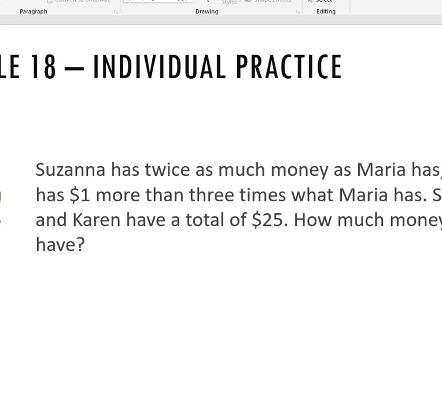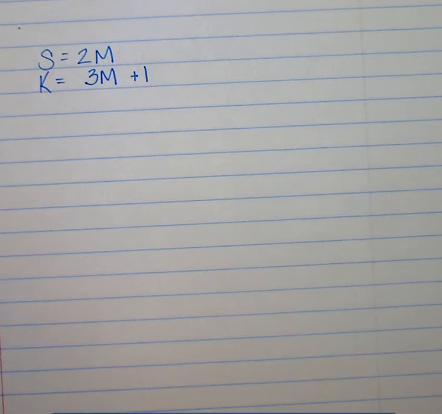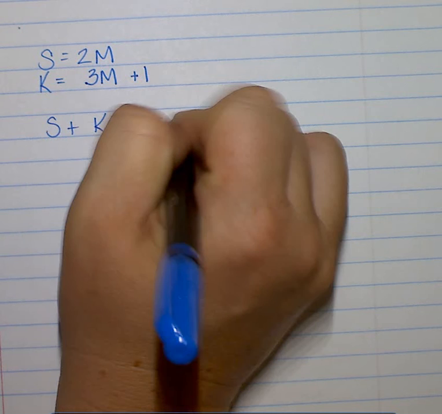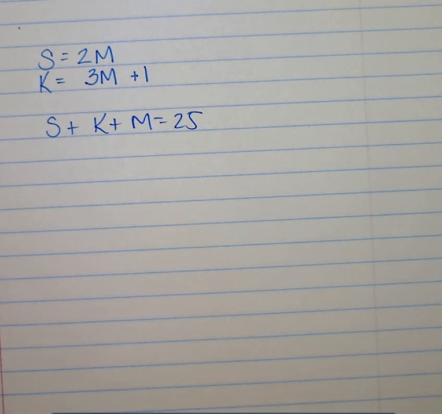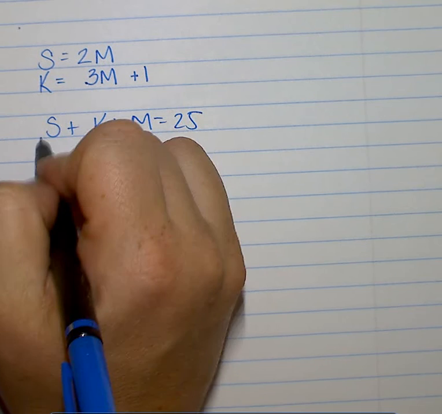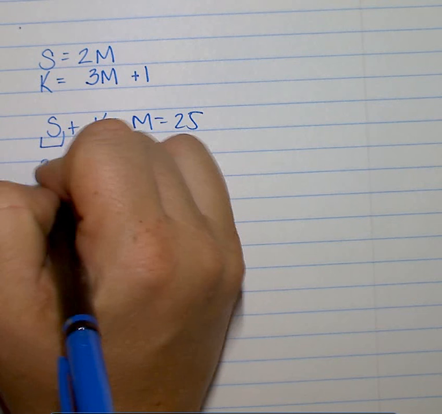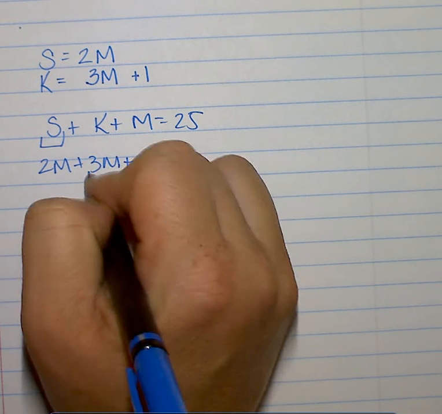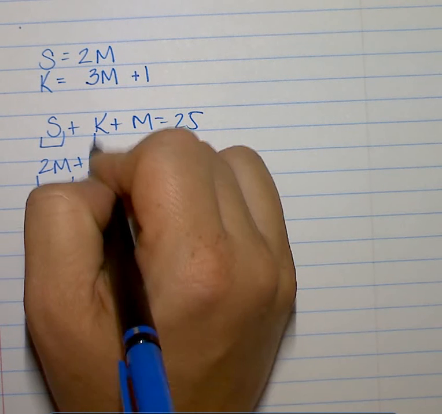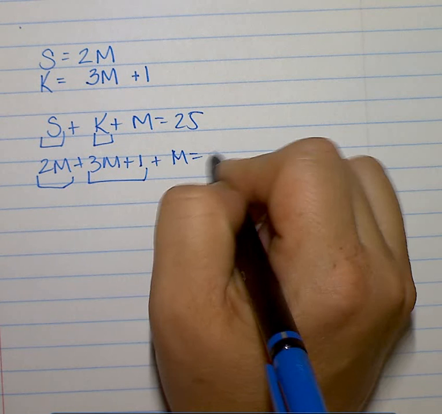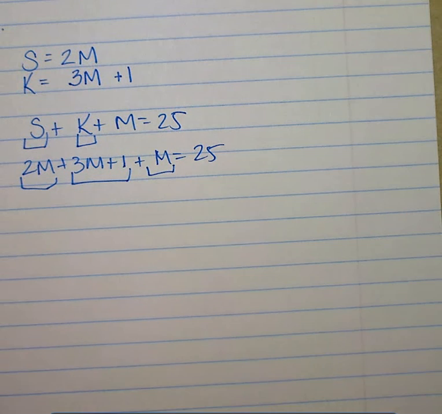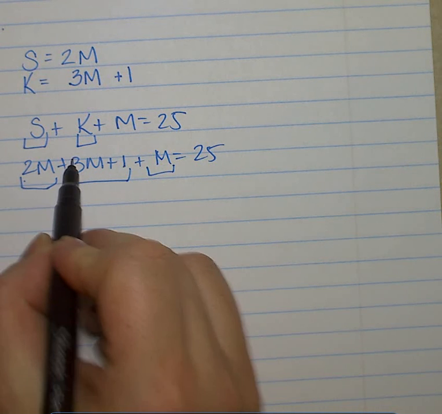Now altogether they have $25. So Karen plus Susanna plus Maria equals 25. I'm going to replace Susanna with 2M, Karen with 3M plus 1, and Maria by herself is M, equals 25. I'm going to silently solve this while you do the same.